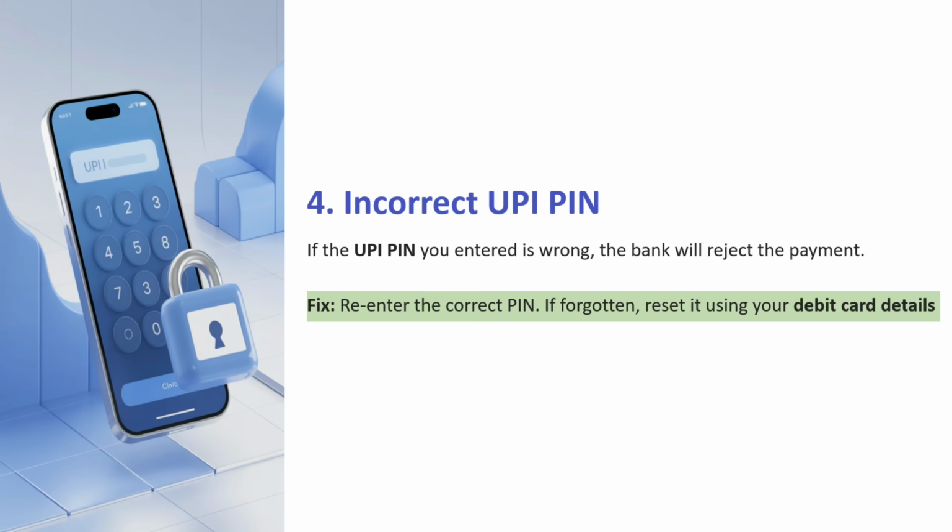Fourth one is incorrect UPI PIN. If the UPI PIN you entered is wrong, the bank will reject the payment. The fix is to re-enter the correct PIN. If you have forgotten it, then reset the PIN using your debit card details.